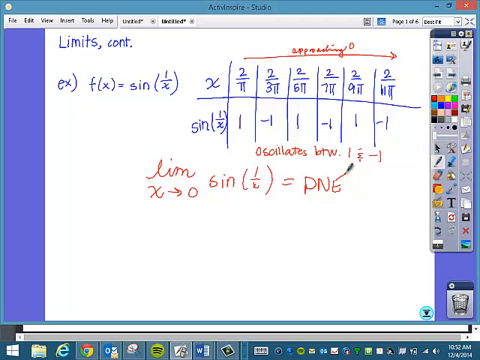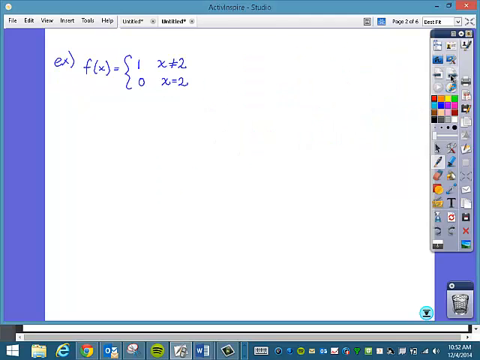It's not approaching anything specific. It's going to keep going 1, negative 1, 1, negative 1 for eternity, which is not one consistent value. Next thing is a piecewise function. So let's go graph it.